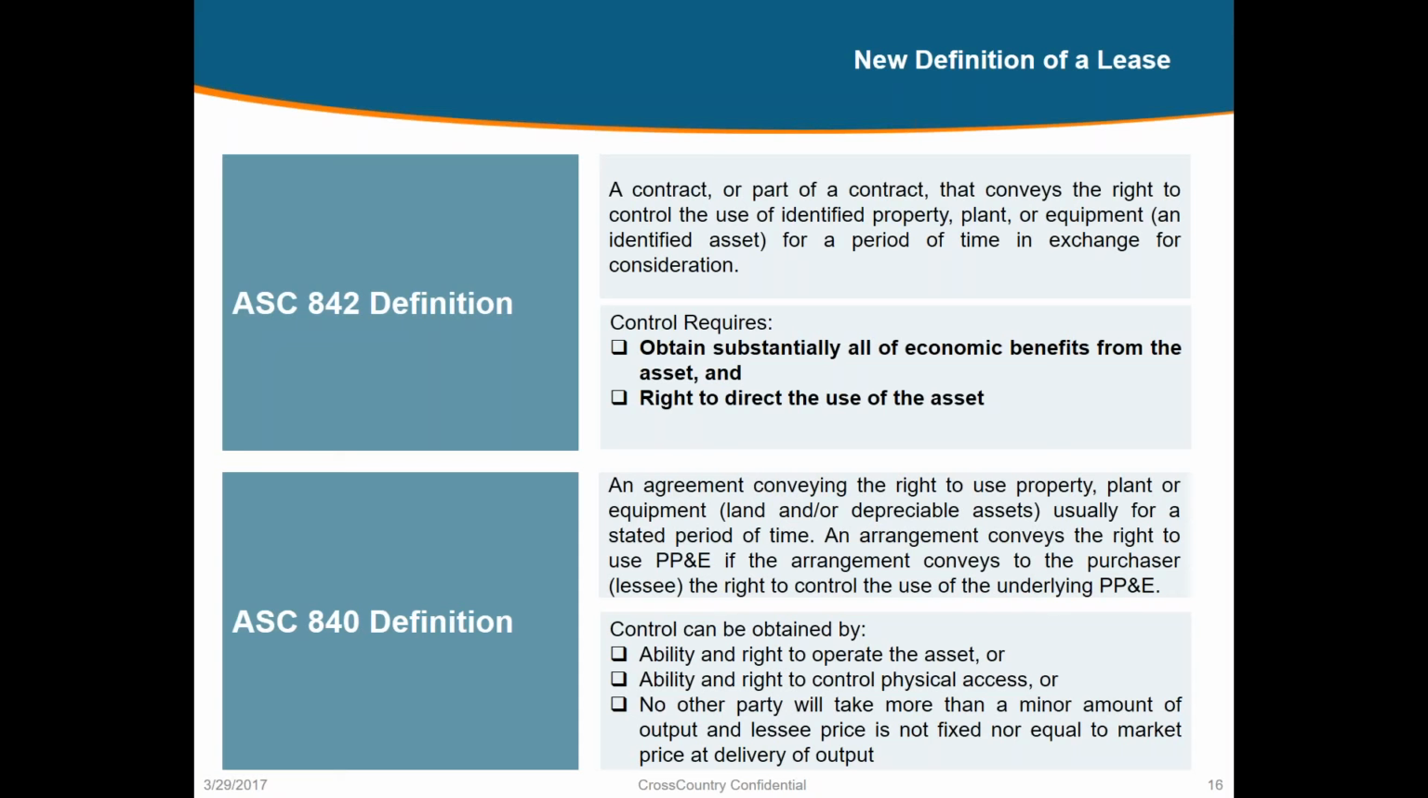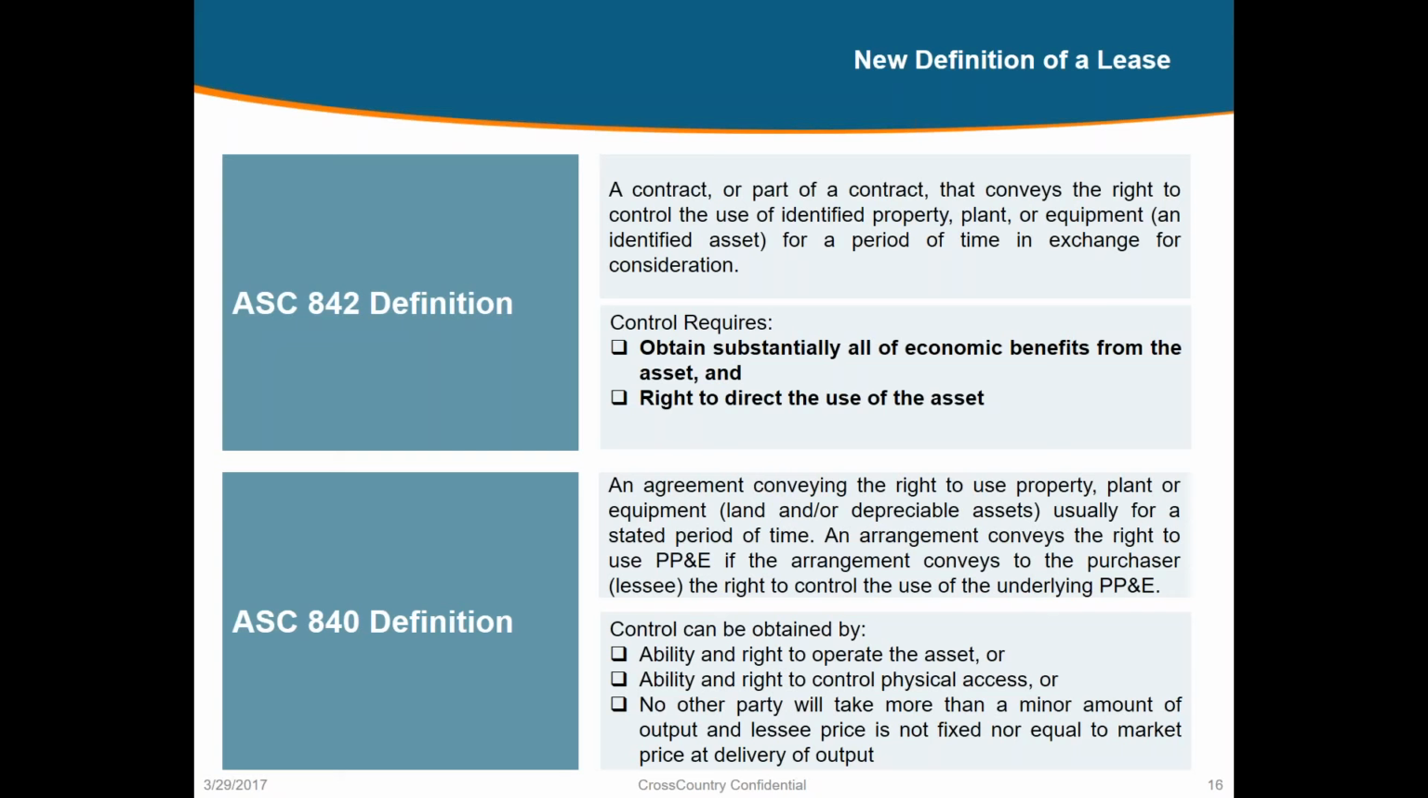Under Topic 842, the customer must have the right to substantially all of the economic benefit, not more than a minor amount. Embedded leases, in particular, are more likely to change definition under the new standard. However, we believe that most contracts that meet the definition of a lease under Topic 840 will continue to meet the definition of a lease under Topic 842. The period of use under Topic 842 may be described in terms of the amount of use of an identified asset, such as the number of production units.